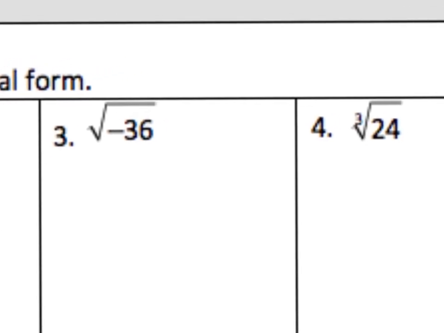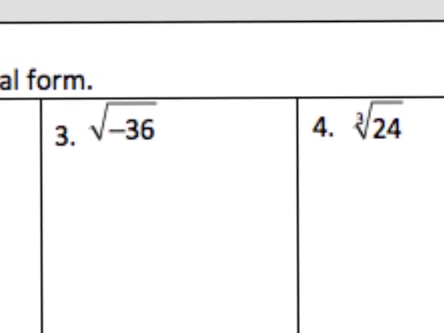Now number 3 is special. You might see the number 36 and say, oh, that's 6 and 6. Here's a pair and my answer is 6. But notice that there's a negative 36 and it's negative inside. So let's talk about what the square root means. Having a square root means I'm going to multiply the same number times itself to get that number.